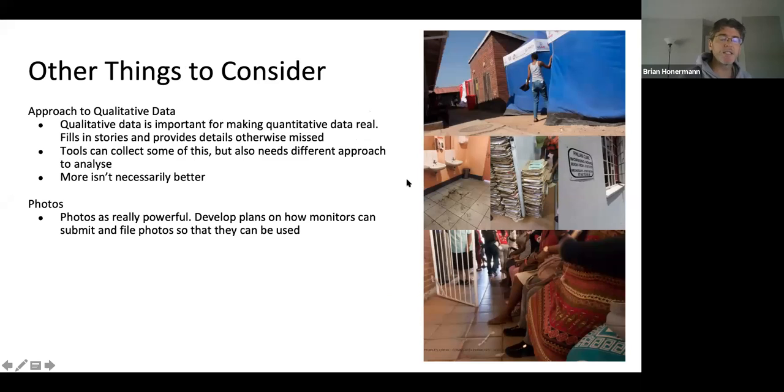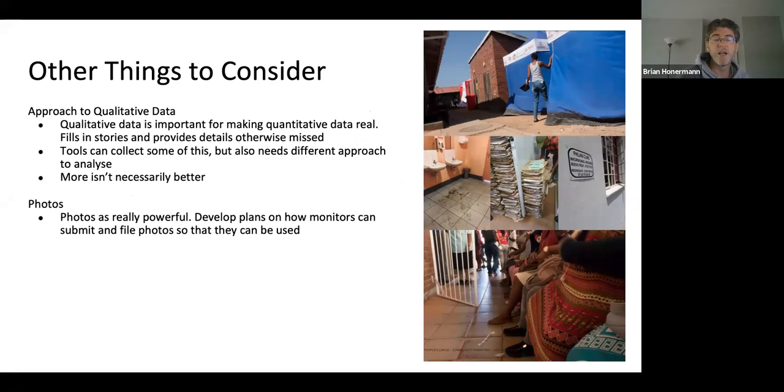And then just last things to consider, approach to qualitative data, thinking through how much qualitative data you want to get. Qualitative data, as ITPC already talked about, is really important, but it also takes a lot more effort in terms of the analysis to do. And so more isn't necessarily better. It's a lot of filling in gaps of what happens in quantitative data, but it's important to have a plan around that.